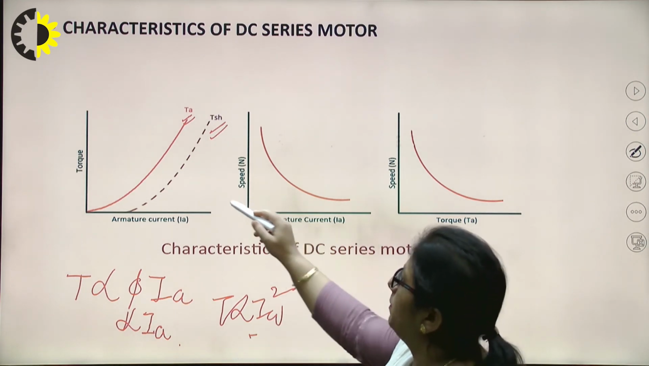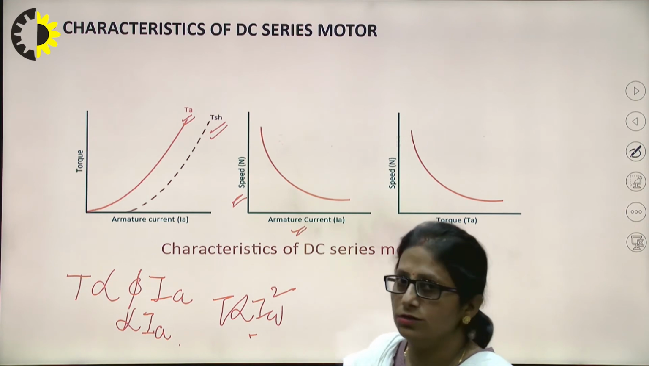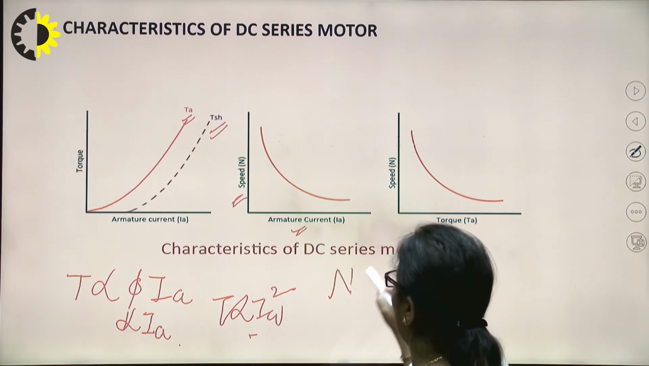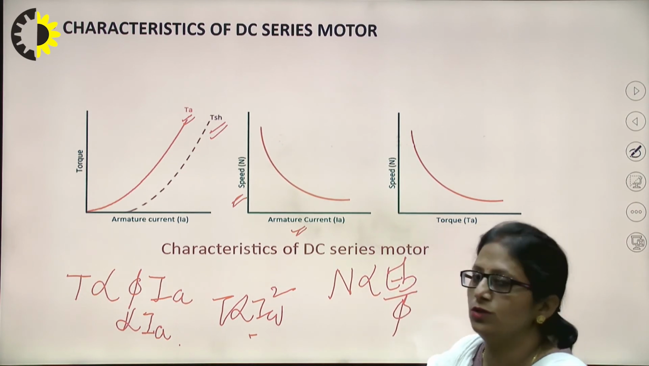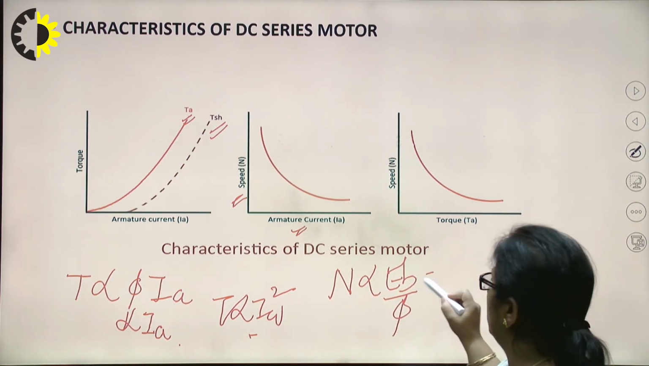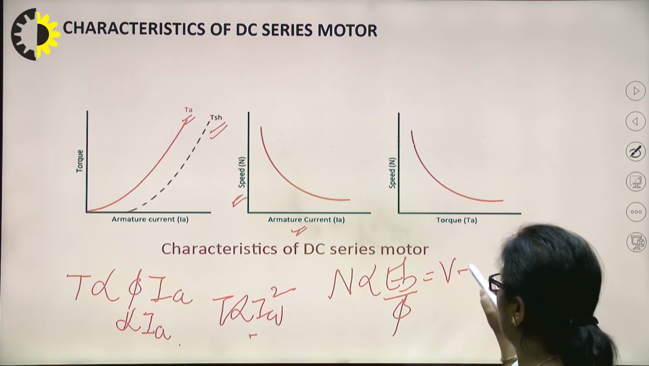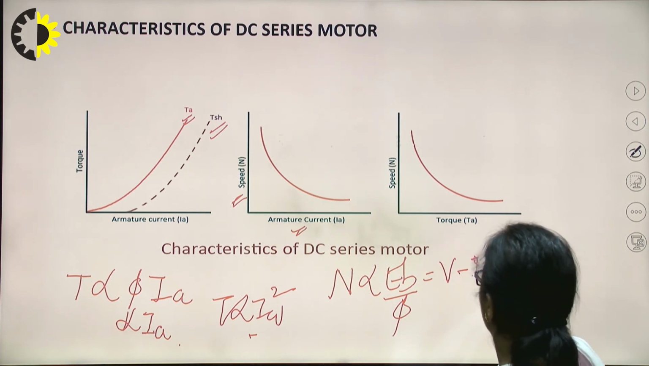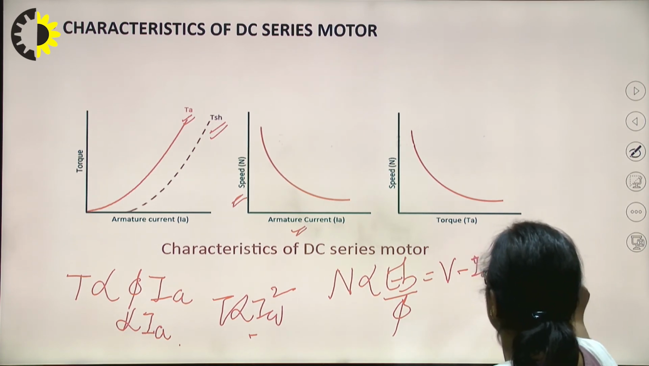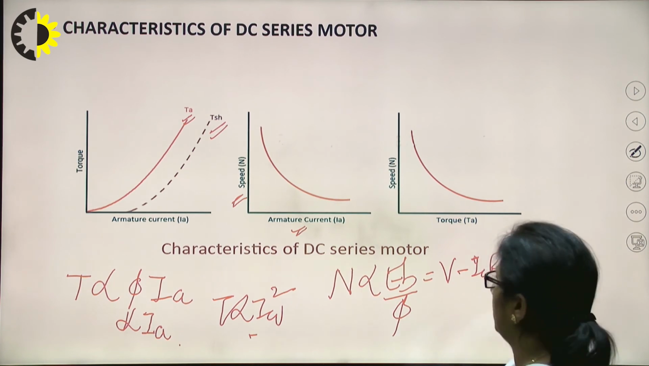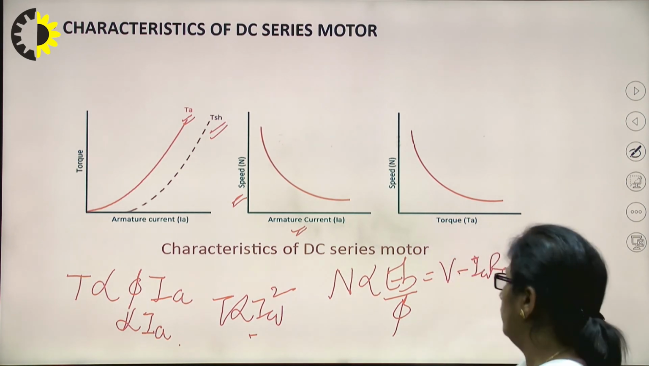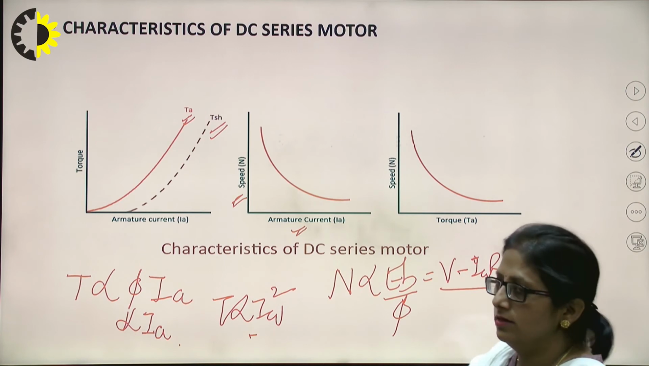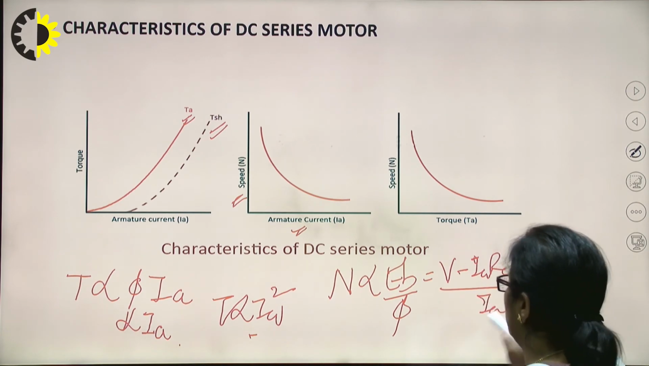Then the speed versus armature current. What is the relationship? If you just see, speed is proportional to back EMF by flux. How do you give the expression for the back EMF? That is given by V minus IA RA minus ISC RSC, V brush I am neglecting, upon flux, where flux is proportional to armature current only.